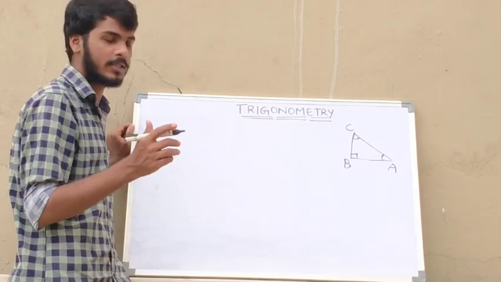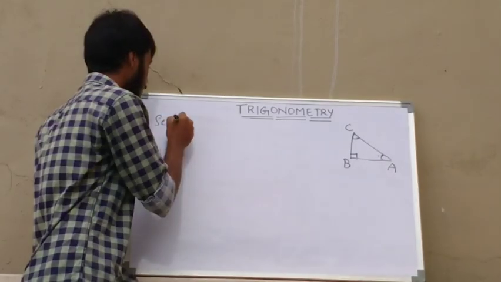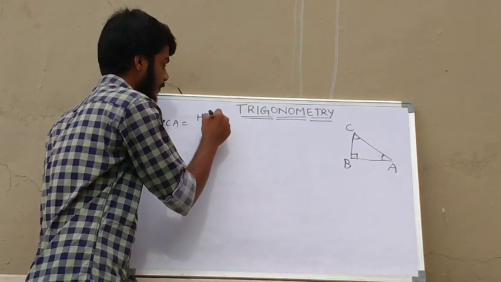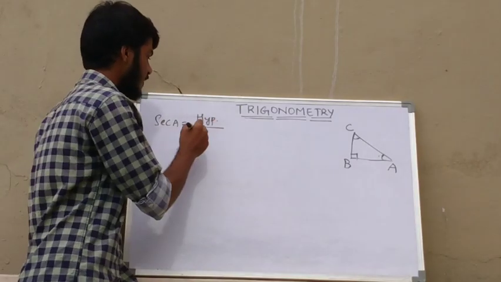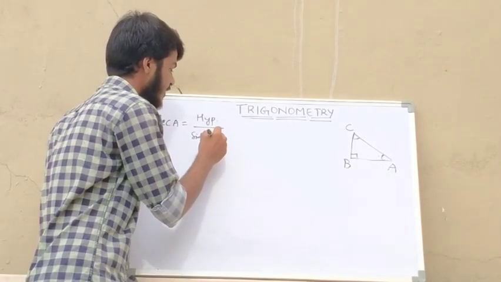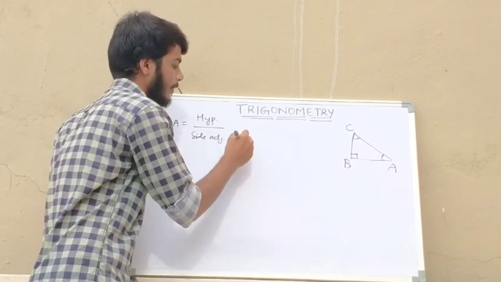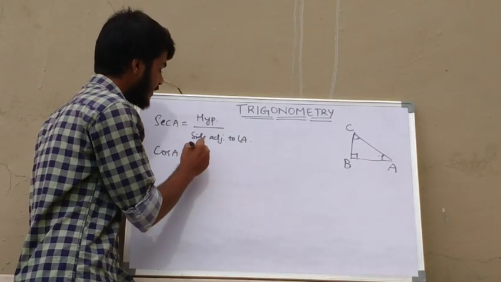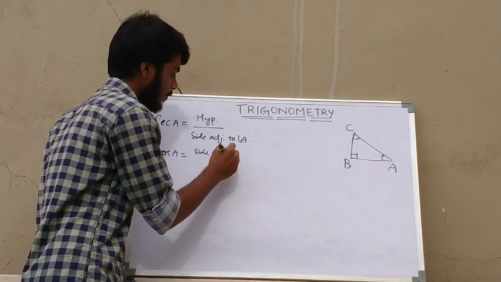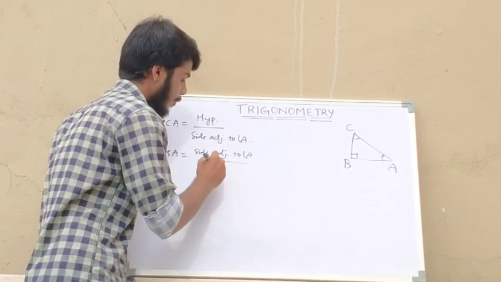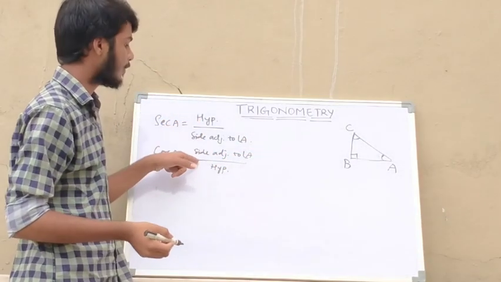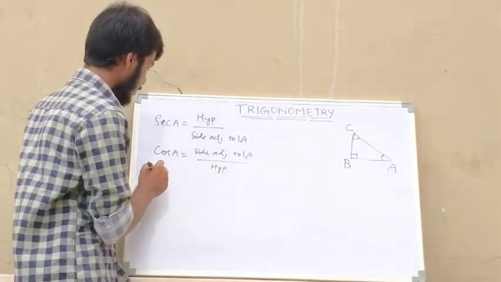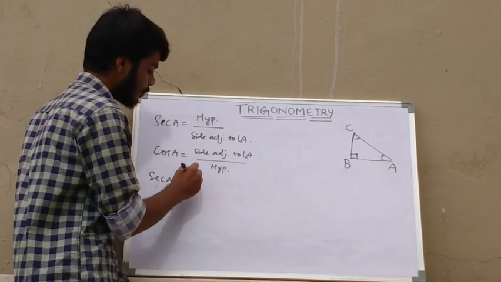Comes to the definition of secant A. The definition of secant A is given by hypotenuse by side adjacent to angle A. When it comes to cos A, it is side adjacent to angle A by hypotenuse. You can check here, it is completely reciprocal, completely reverse. So by this we can say that secant A is the reciprocal of cos A.